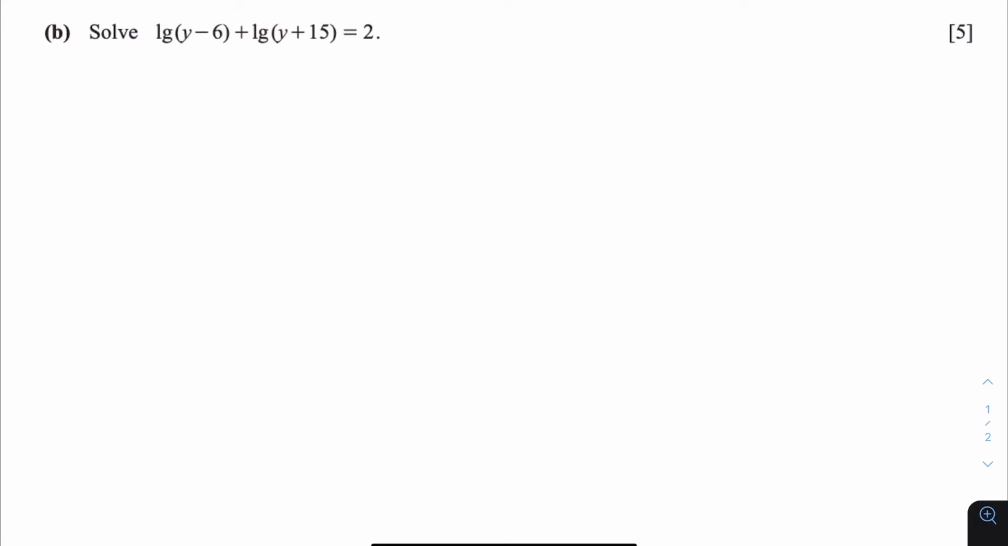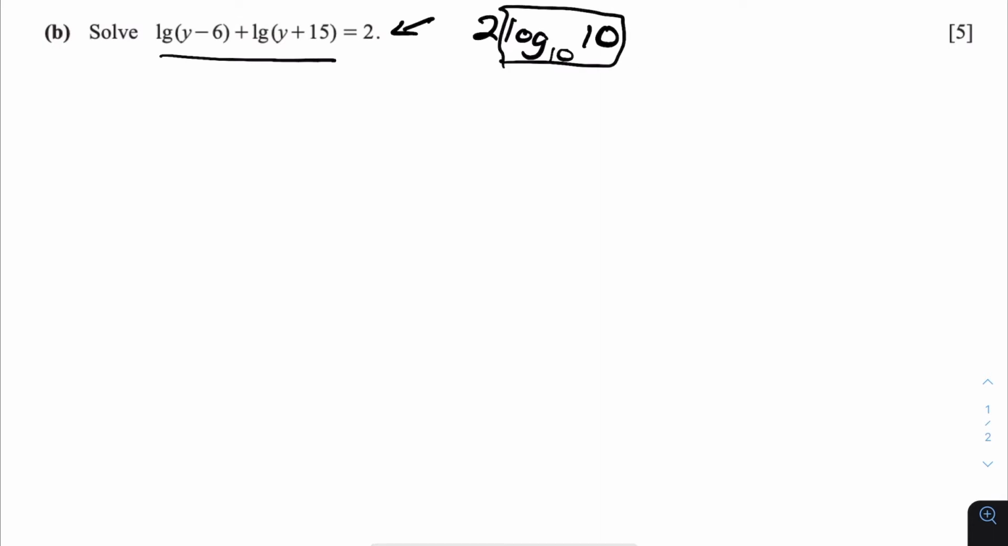The first thing we have to do, notice that these two are in a logarithm to the base 10, so we have to do the same thing here. The way we do that is we'd first write this as a coefficient of log 10, 10, because log 10, 10 is just 1. So then 2 times 1 is equal to 2.